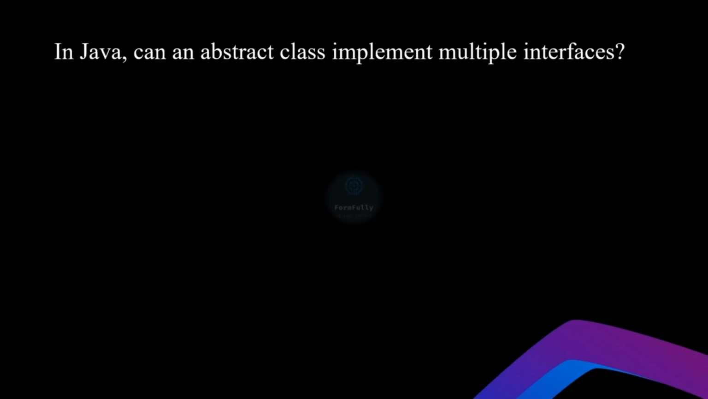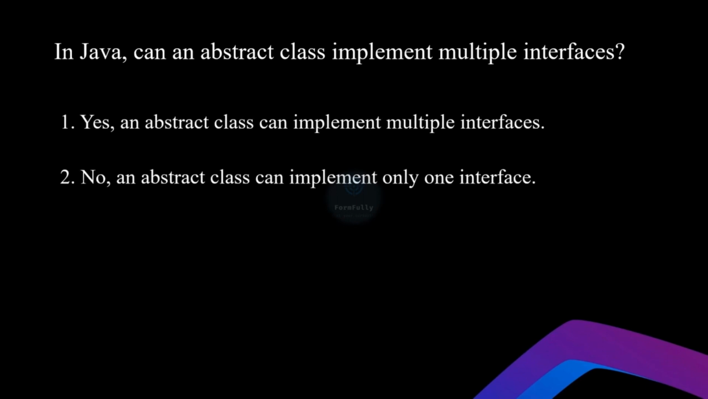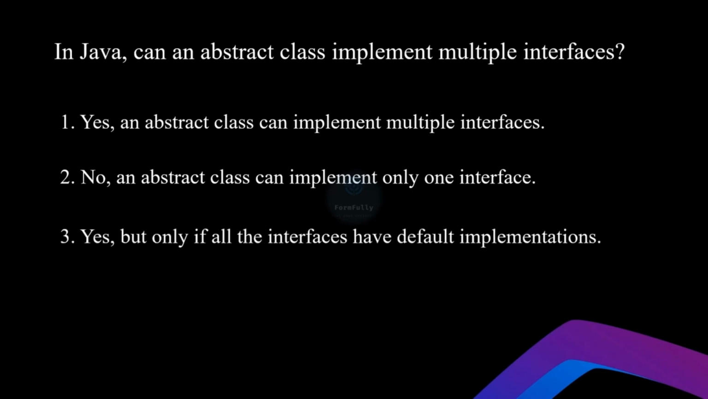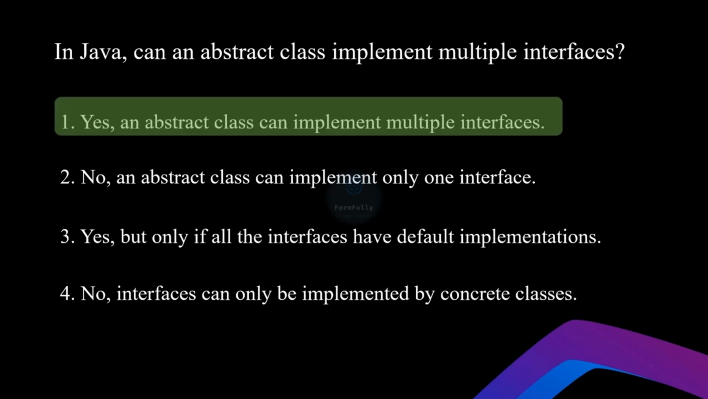Next question. In Java, can an abstract class implement multiple interfaces? Options: yes, an abstract class can implement multiple interfaces; no, an abstract class can implement only one interface; yes, but only if all interfaces have default implementation; no, interfaces can only be implemented by concrete classes. Here option A is correct, as an abstract class in Java can implement multiple interfaces. This allows the abstract class to provide concrete implementations for methods defined in the interfaces.